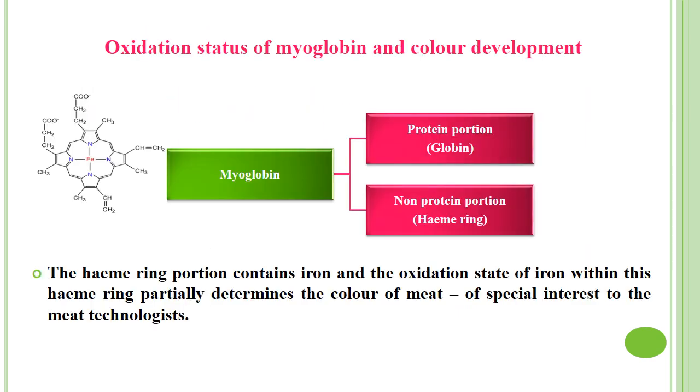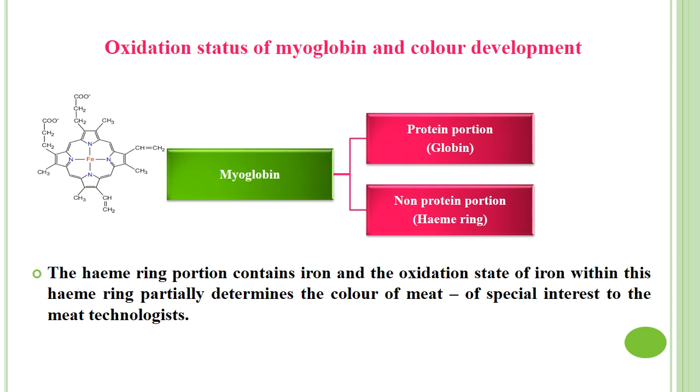Now here we will understand a little more detail about the myoglobin and its status. It can anytime get oxidized or reduced. That oxidation or reduction status has an important correlation with the color development of muscle or meat color. In the myoglobin structure, if we see, there are two parts. One is the globin portion, which is a protein. Another is a non-protein portion, that is the heme ring.